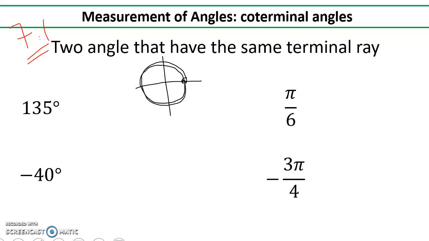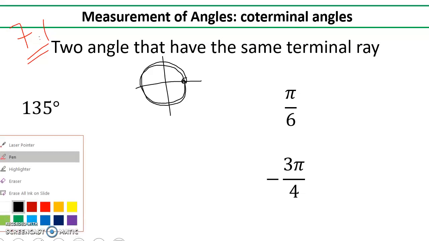I'm making a video. So two angles that have the same terminal ray means two angles that end at the same spot.